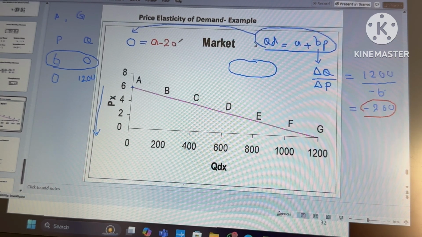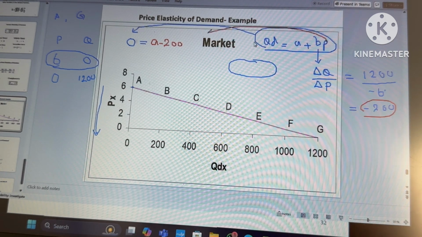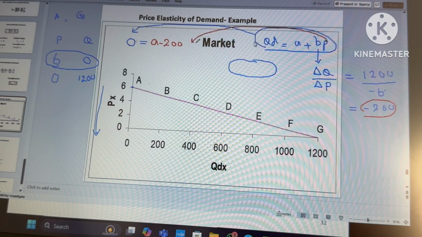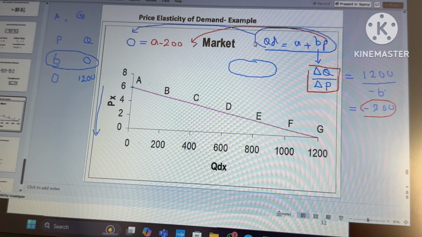Now you need to write P here. The meaning of B is the slope. So, what is P at combination A? It is 6.